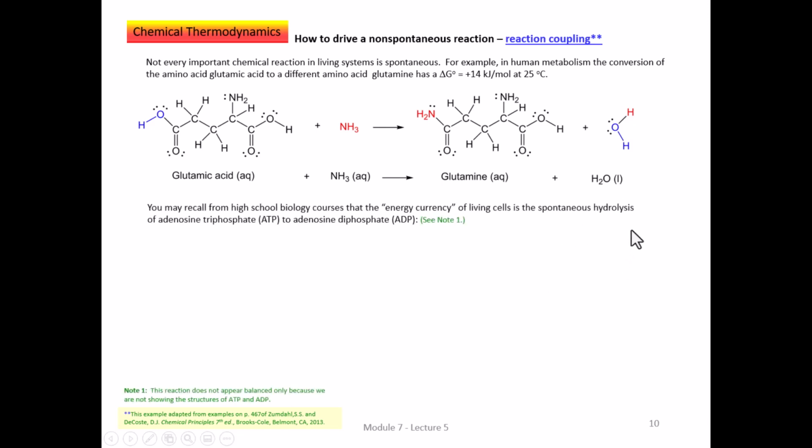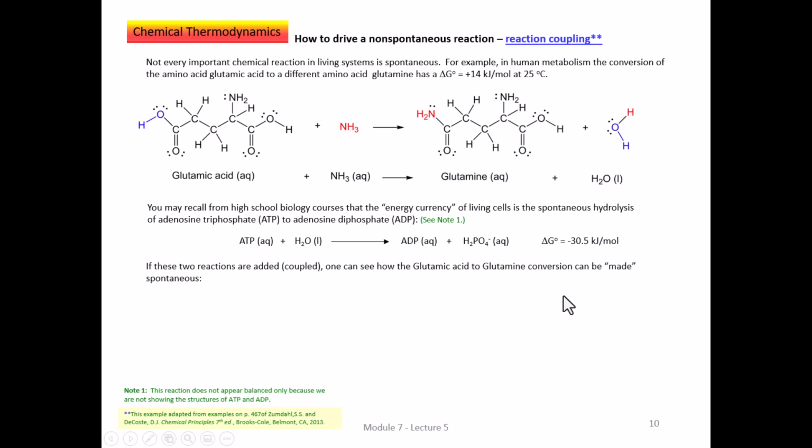Well, if you recall from high school biology courses, the energy currency of cells is the spontaneous hydrolysis of adenosine triphosphate, ATP, to adenosine diphosphate, ADP. The reaction can be written as this. So we have ATP plus water going to ADP plus the phosphate group that's split off. The deltaG for this reaction is fairly negative, so this is a fairly spontaneous reaction. And by the way, this doesn't look balanced because I'm just using symbols for ATP instead of structures.